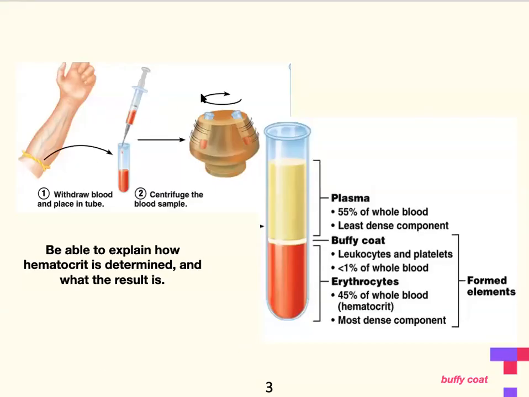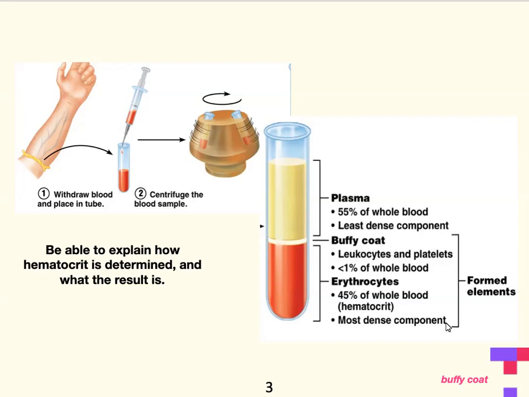So you can take a sample of blood and spin it in a centrifuge. It will layer out like this. The bottommost layer is our erythrocytes. Above that is the fluffy coat, and then on top of that, the plasma. Erythrocytes being the densest layer, take up about 45% of whole blood by volume. Leukocytes plus platelets together take up less than 1% of whole blood by volume.